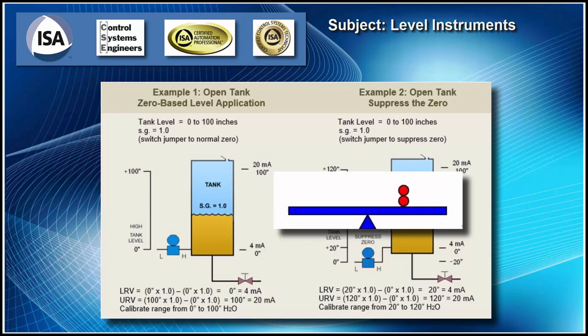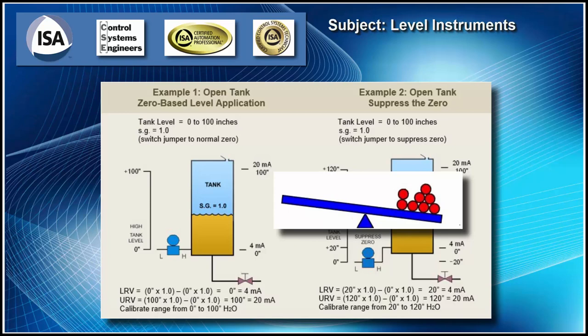Okay, on the second one here, example two, we'll see the transmitter's below the tank. So that line's gonna be full of liquid, in this case, water. So if we look at the teeter-totter, we see we want 0% out and our teeter-totter has to be level. So we adjust the fulcrum, our calibration 0, until this little bit of water, 20 inches, cancels out in the transmitter with an offset, and we have 0% or 4 milliamps.